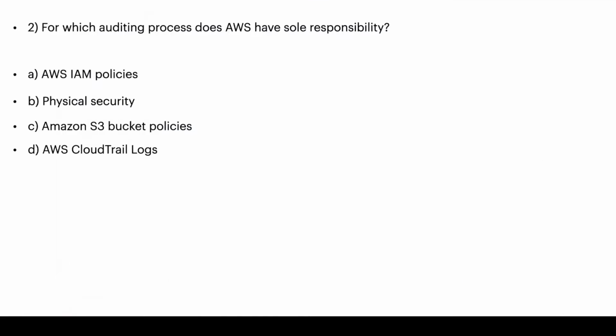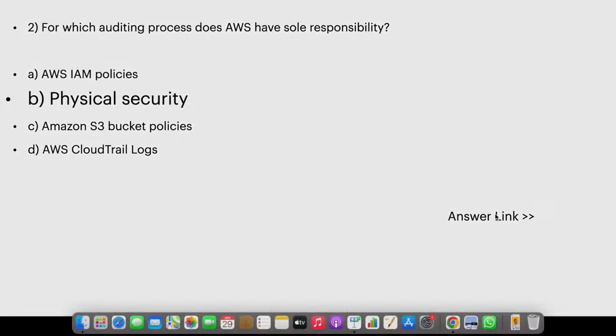The second question says, for which additional process does AWS have sole responsibility? AWS IAM policies, physical security, Amazon S3 bucket policy, or AWS CloudTrail logs. So the right answer is B, physical security. Let's see that on the AWS website.